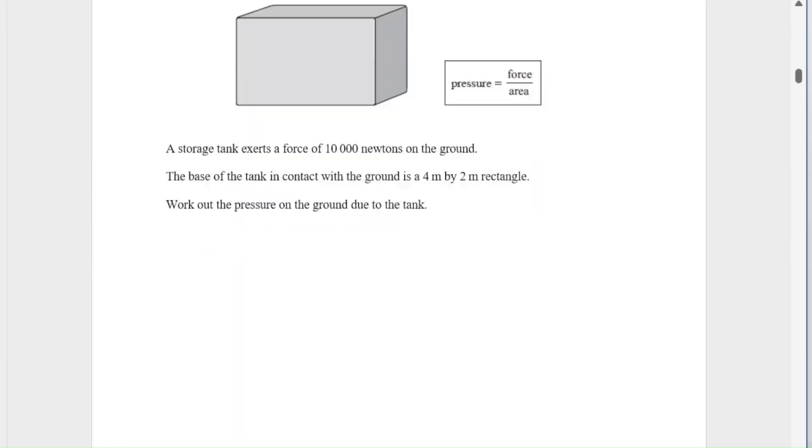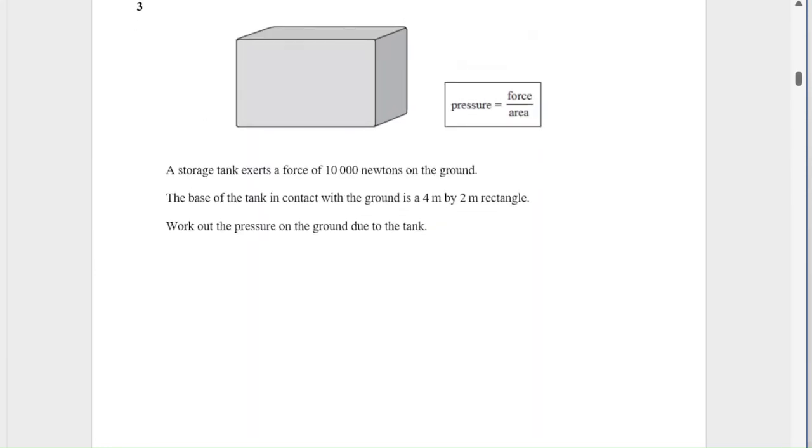Okay, and question 3. So a storage tank exerts 10,000 newtons on the ground. The base of the tank in contact with the ground is 4 meters by 2 meters. Calculate the pressure on the ground due to the tank. Okay, so we've got the formula here. Pressure is equal to force, which we're told is 10,000, divided by the area, which is going to be 4 times by 2. Okay, we could do this multiplication, but I think it's going to be easier if we actually do this division. Break it up slightly.